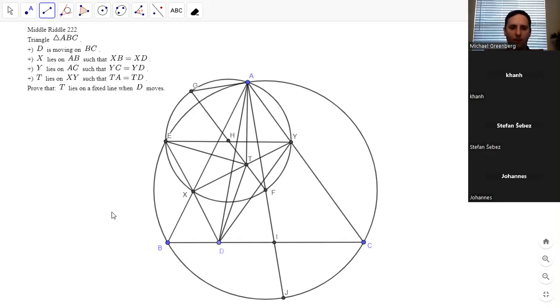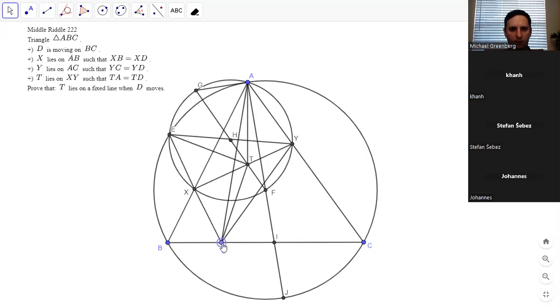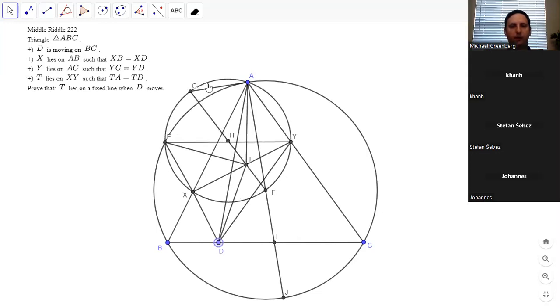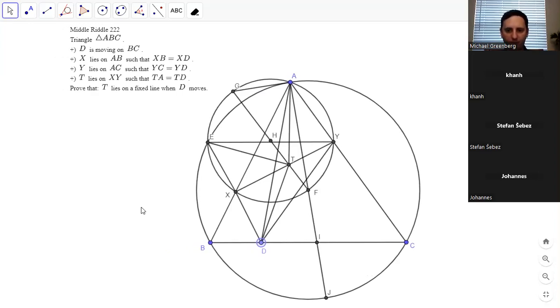So G lies on a fixed line because it's always on the tangent. So basically, by a homothety at F, since the ratio FT over FG is constant, then T has to lie on a fixed line. All right. Let's just see now how to prove that F lies on AXY. But it doesn't look like something which should be that hard.